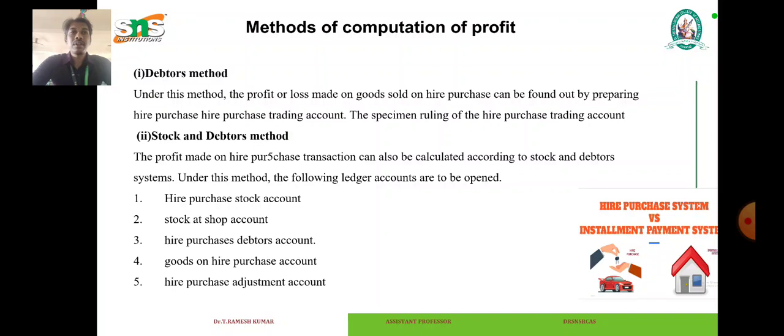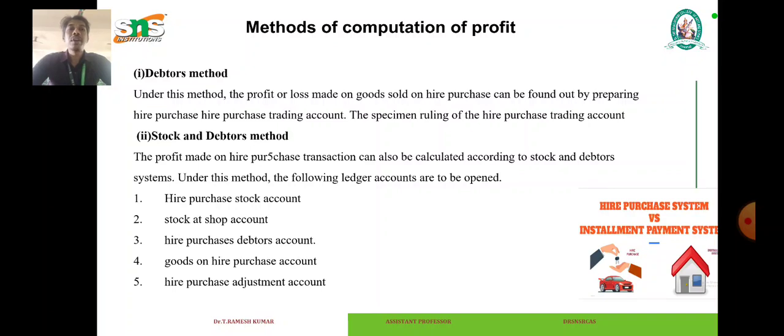Under this method, the profit or loss made on goods sold on hire purchase can be found out by preparing hire purchase trading account. The specimen ruling of the hire purchase trading account. Second one, stock and debtors method. The profit made on hire purchase transactions can also be calculated according to stock and debtors system.